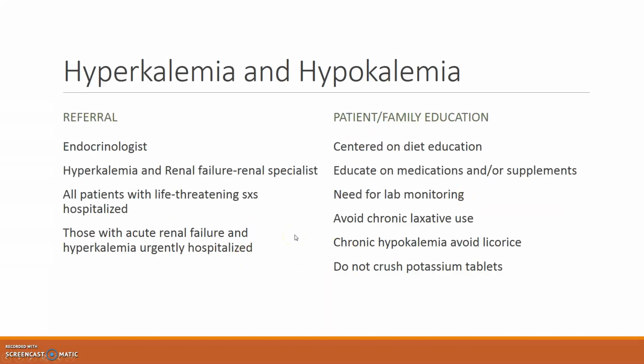Referrals. I refer patients that have these types of problems to endocrinologists as needed. If it's evident that it's diuretic, they don't need to see an endocrinologist, but otherwise, any type of complicated situation, such as hyperkalemia and renal failure, they need to go to a renal specialist. All patients with life-threatening symptoms are hospitalized. We all know that as nurses. And those with acute renal failure and hyperkalemia, those people need to be urgently hospitalized.